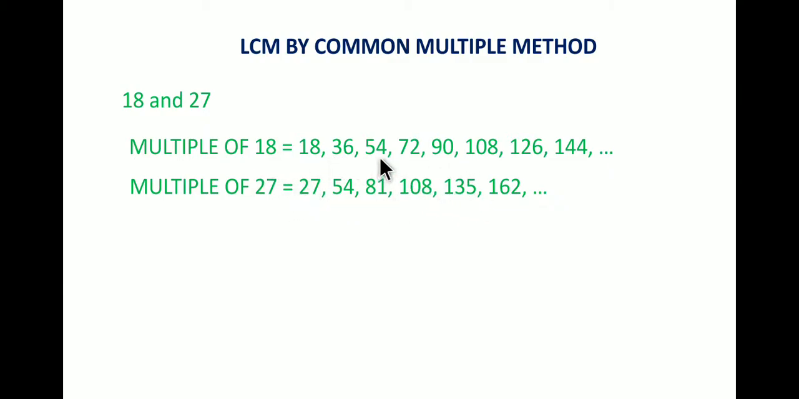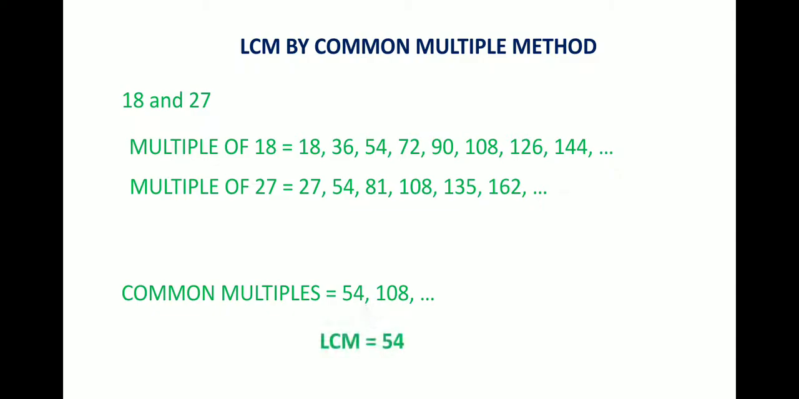Over here 54 is common and also 108 is common. If you move further, then you may find some more common multiples. So here the common multiples are 54 and 108. All right, so the lowest one is the number 54. So LCM is equal to 54. So this is how we find the LCM by common multiple method.